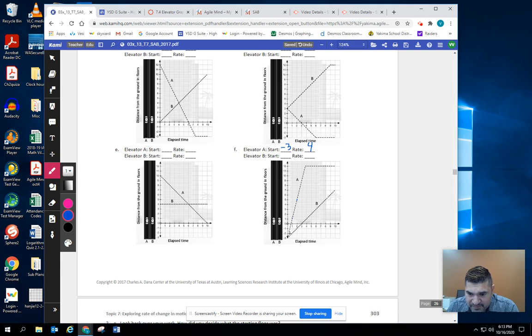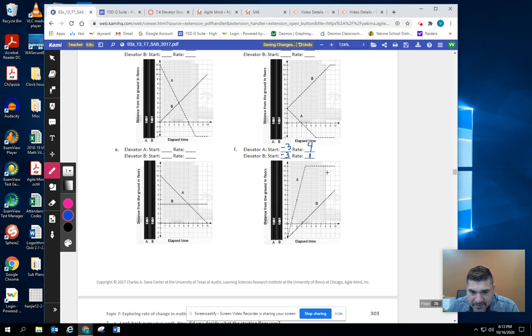Let's see about elevator B, this one. We're going up 1 floor per second, I believe. That matches. So 1 floor per second. And also, again, we started at floor -3, so I'm going to go ahead and put that in. I should have put that in first. My apologies.